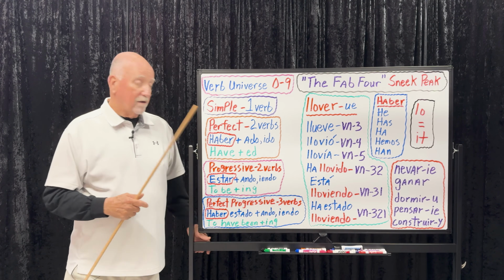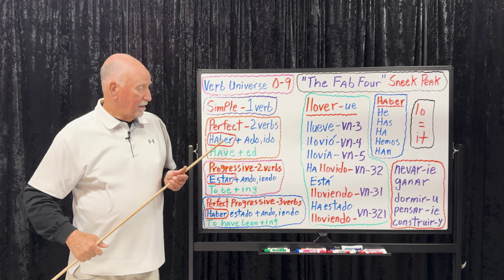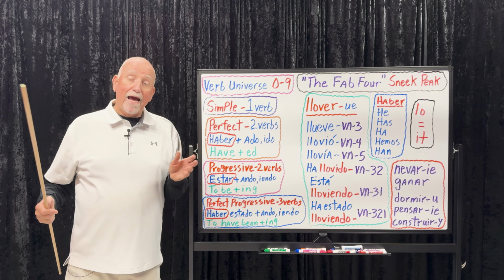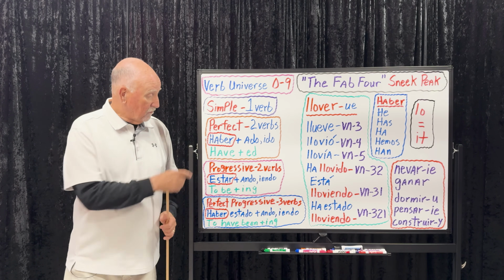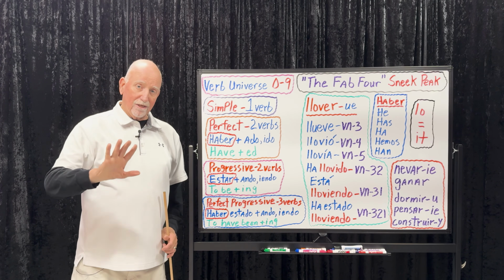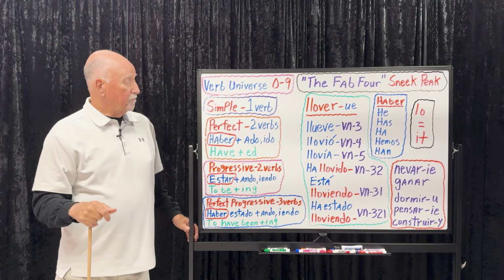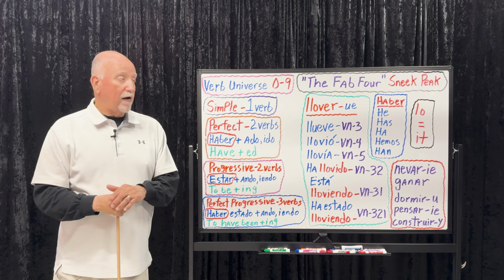But I could say, I had not gone. I could take había. I could go imperfect, había. No había ido. I hadn't gone, okay? I should have gone. Hubiera ido. We're going to get to those. This is just a little inkling of what's coming, okay? So there you go. The verb universe, 0 through 9.